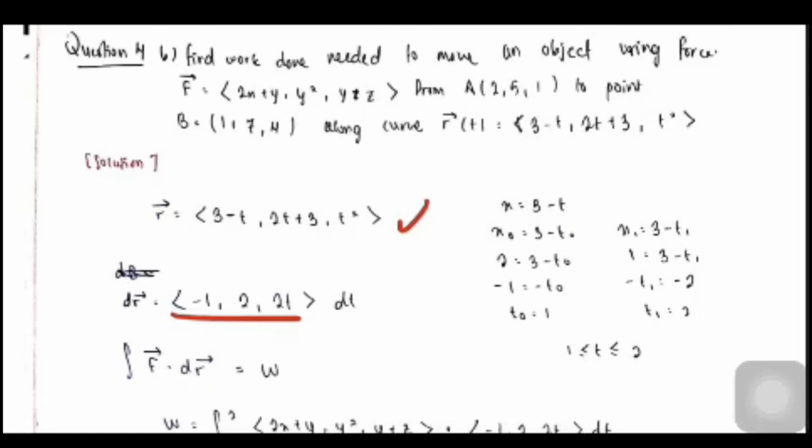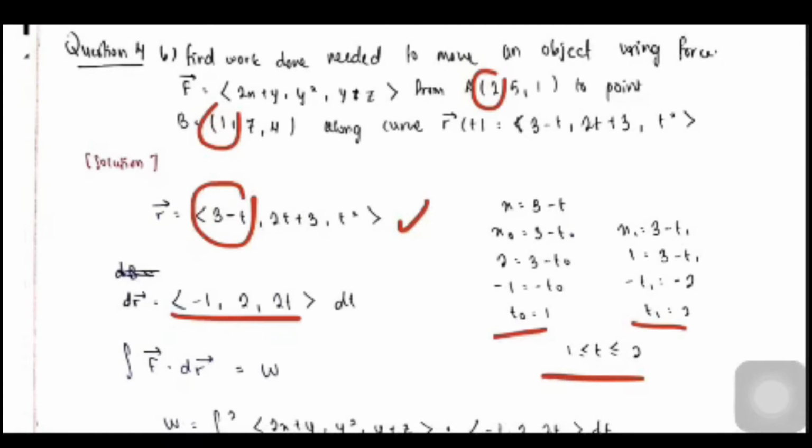Next, we take x is equal to 3 minus t to find the limit for t. So we substitute x0 equal to 2. When x0 is equal to 2, we will get t0 equal to 1. Then when x1 is equal to 1, we will get t1 is equal to 2. So the limit for t is from 1 to 2.